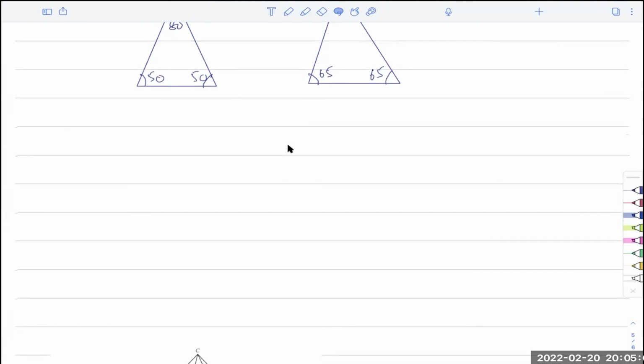Okay, now we talk about right triangles. Now there are two things we need to know about right triangles. Obviously, Pythagoras theorem. Pythagoras theorem says that in a right triangle, you have three sides, and a squared plus b squared is equal to c squared. And that basically relates the lengths of the three sides.